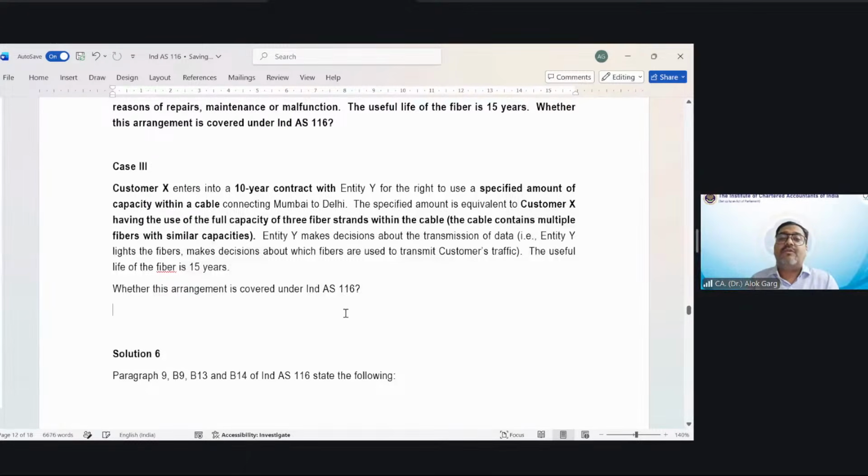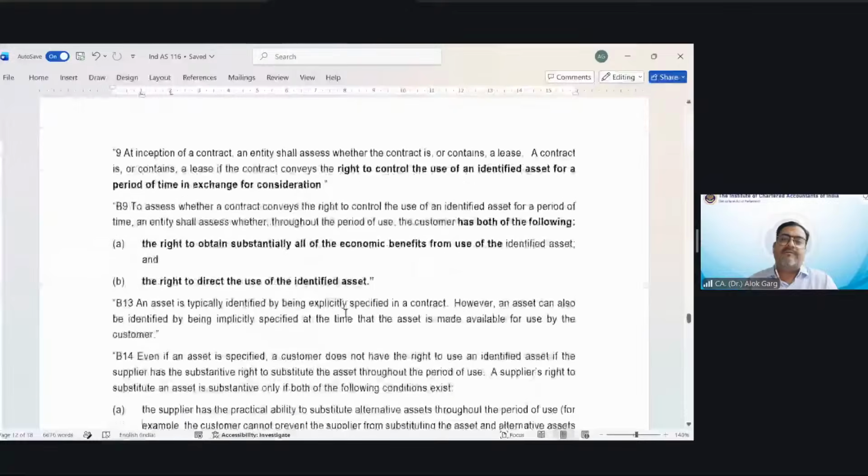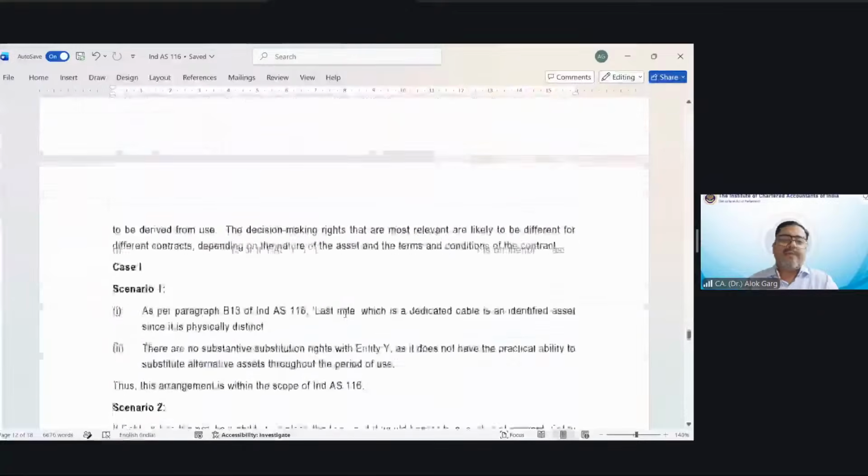So whatever amount the lessee is paying as a lease rental will be charged to P&L as a rent expense. Great.